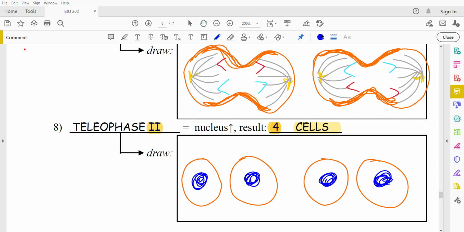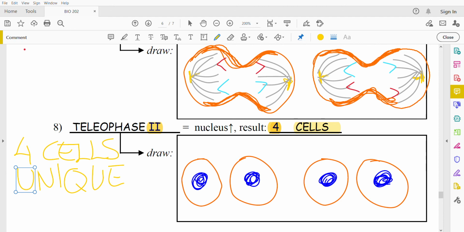Let's have a look at what we have as a result of all this. So first of all, we have 4 cells. So meiosis results in 4 daughter cells. In addition, each one of these 4 cells has a unique combination of DNA. Partially because of this crossing over in synapsis, partially because of these 2 cycles of cell division.